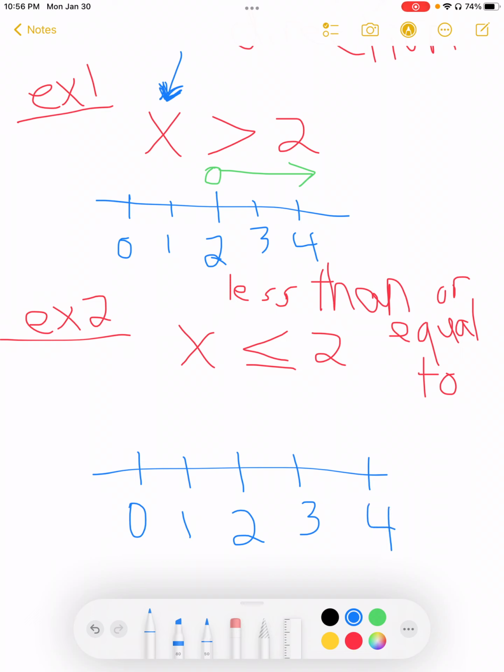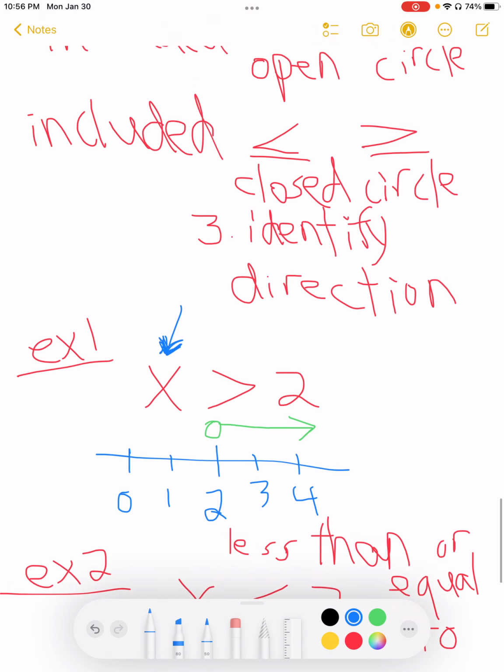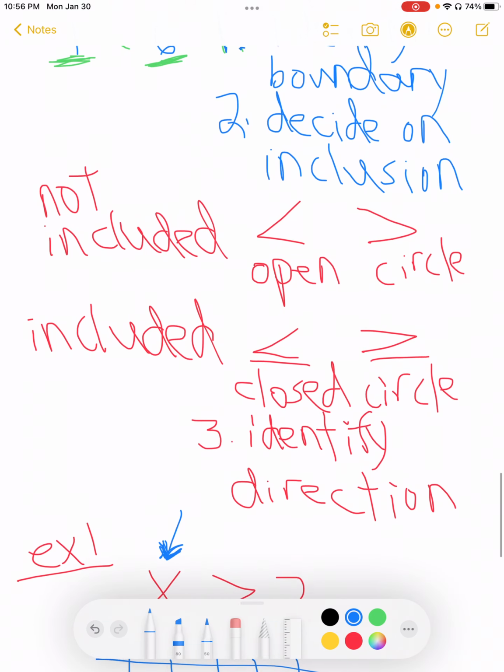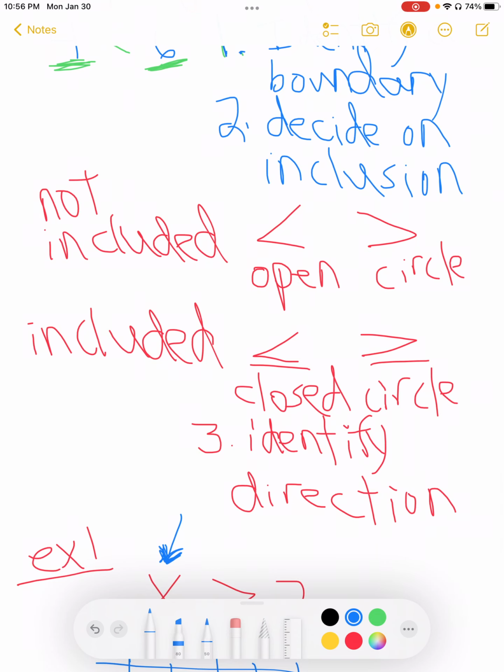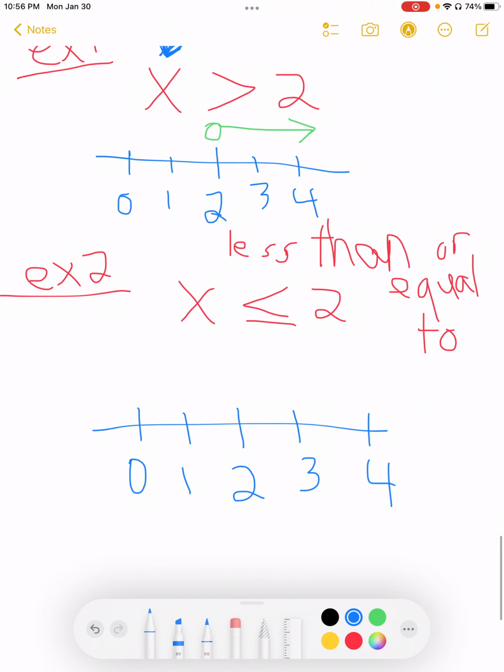And then I decide on inclusion. Well, this one is going to be included, right? So if it's included, then you say, oh, well, it's a closed circle, right? So what does a closed circle look like? Well, nothing too crazy. It's just going to be above the number 2 here, and I'm just going to fill in my circle, okay? You can be as big or small as you want. Don't make it too small, though, is my suggestion.